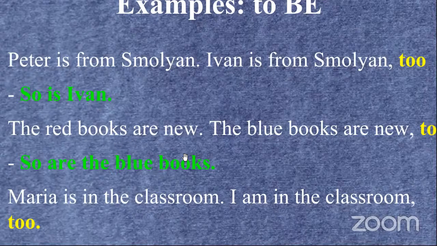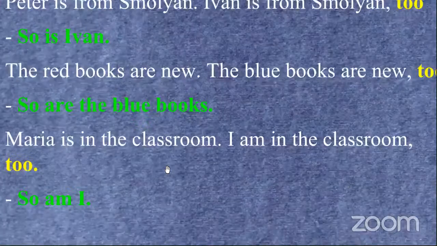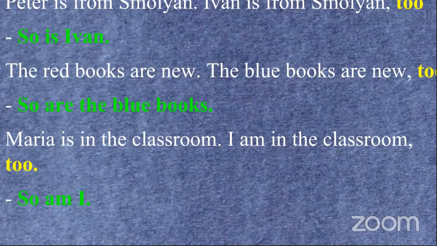In number two, we're talking about books. The same object, books, but different colors, red books and blue books. So we can also use the agreement. The red books are new, so are the blue books. Take a look at this one. Maria is in the classroom, one person. I am in the classroom, two people. Maria is in the classroom, so am I.